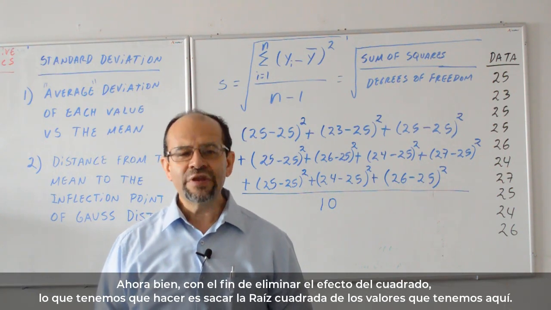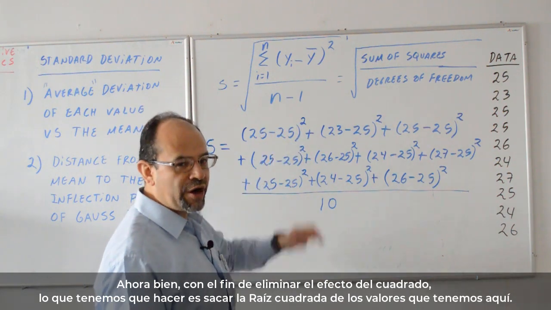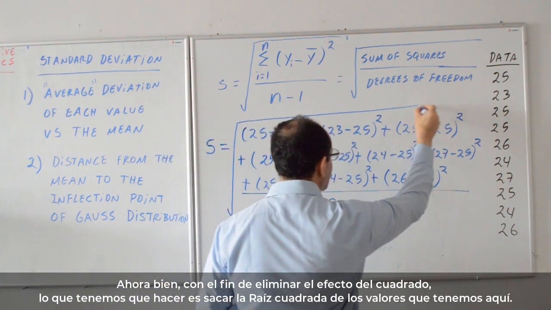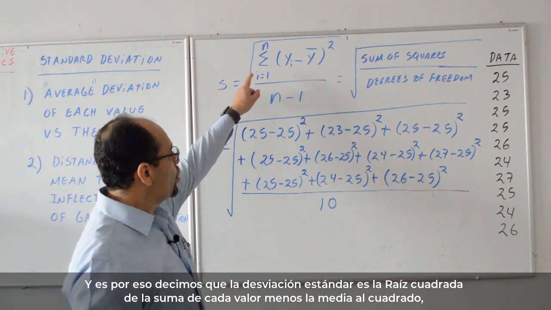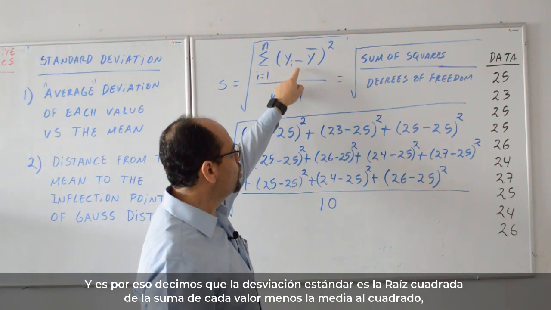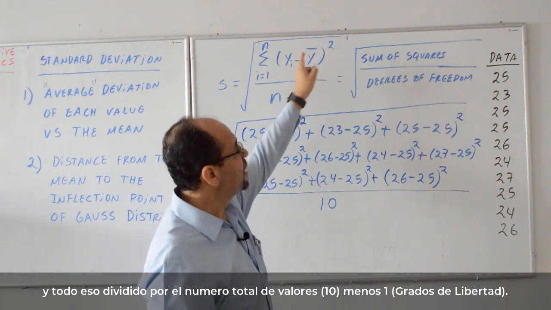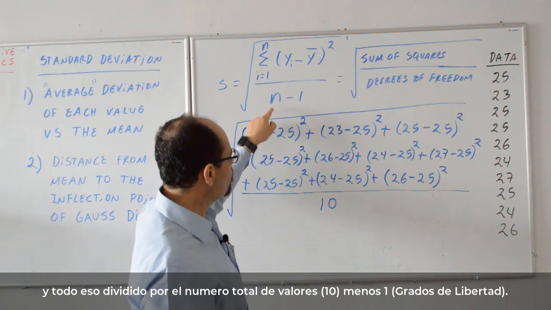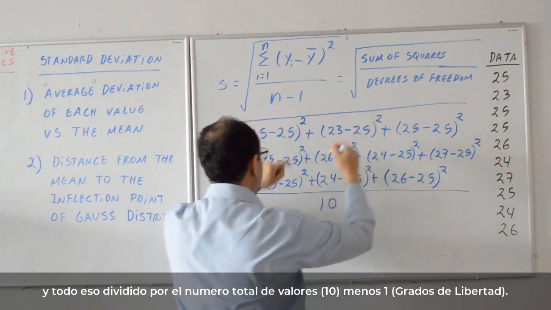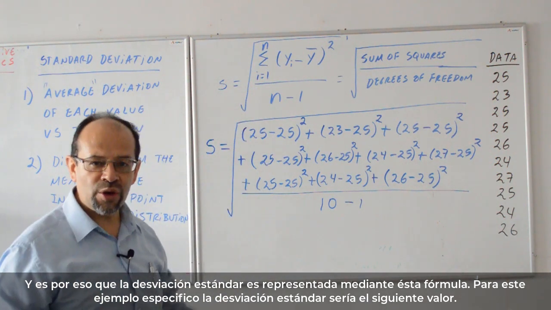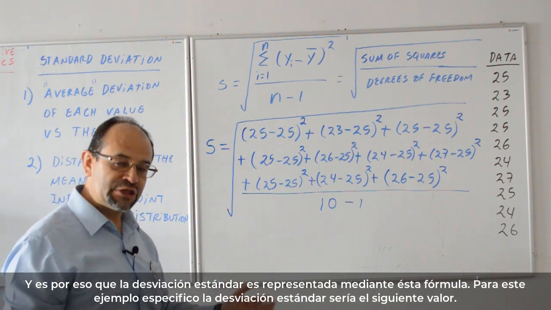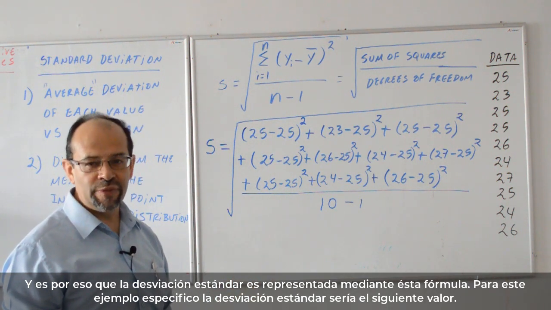Now, in order to eliminate the effect of the square, what we have to do is to take the square root of all the values that we are having here. And that's why we are having that definition of a standard deviation is the sum of each value minus the mean squared, and all of that divided by the total number of values, 10 minus 1, which is degrees of freedom, square root. And that's why we are having that formula for the standard deviation. For this specific example, the standard deviation will be the next value.